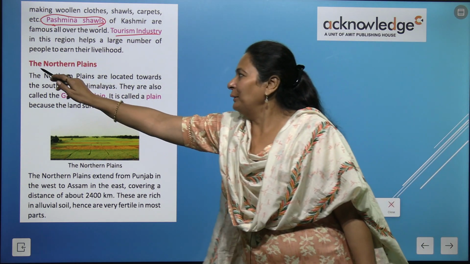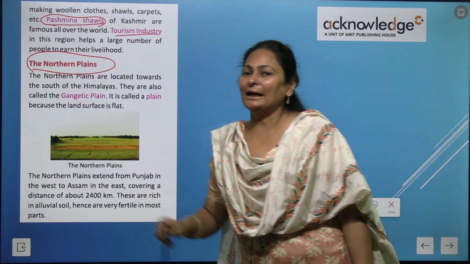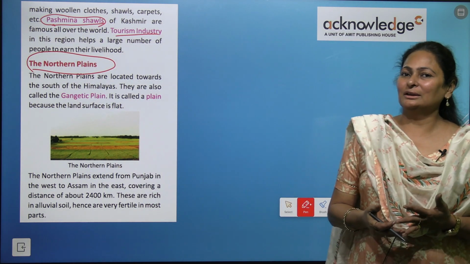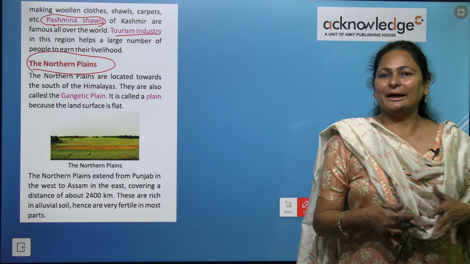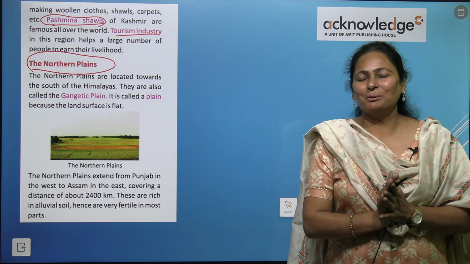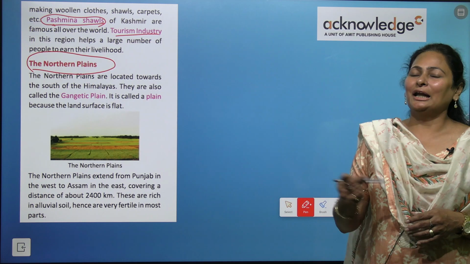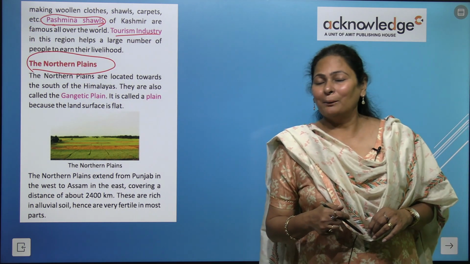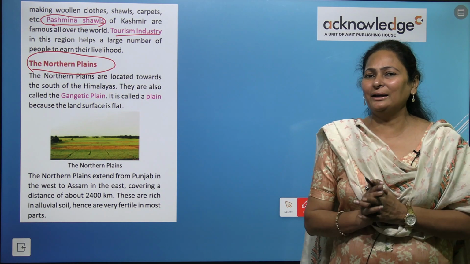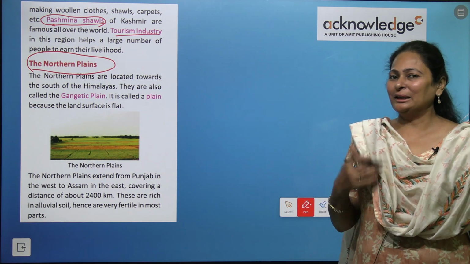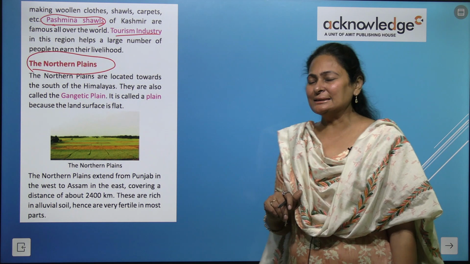So the Northern Plains is the next topic of the chapter. The chapter name is Northern Mountains and Northern Plains, right? We have learned a lot of things about the Northern Mountains. Now it's time to learn about the Northern Plains. Have you understood the Northern Mountains well? Very good. So let's start with the Northern Plains.